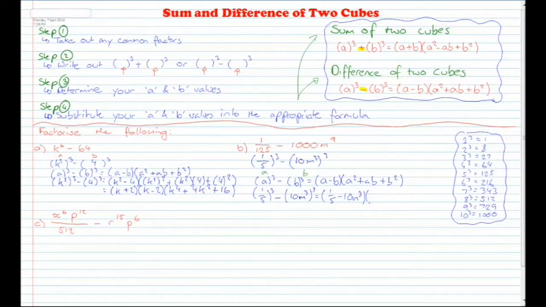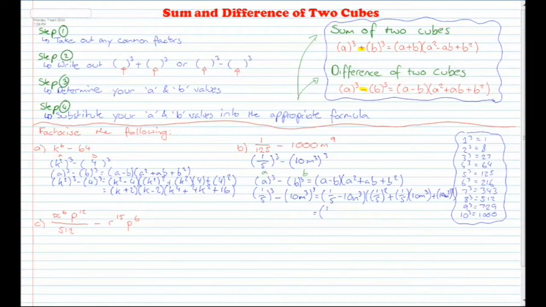A squared, so our a is being 1 over 5 squared, so you go 1 over 5 squared plus ab, so plus a being 1 over 5 times b being 10m cubed plus b squared being 10m cubed squared. Go through and simplify that now.